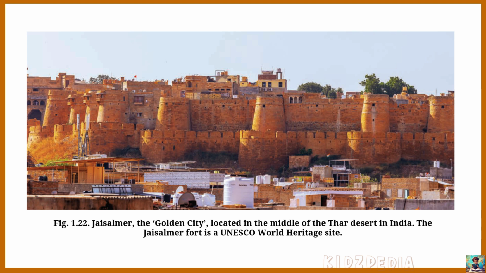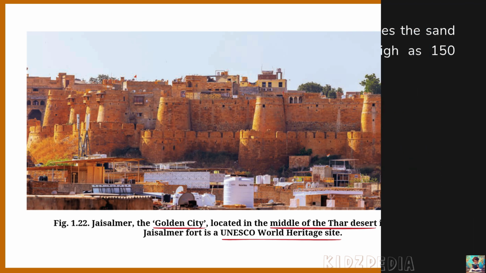This picture shows Jaisalmer, which is called the Golden City. It is called the Golden City because most of the buildings are made up of yellow sandstone, which looks golden, especially in sunlight. It is located in the middle of the Thar Desert. And you can also see the famous Jaisalmer fort, which is a UNESCO World Heritage Site. And this fort is very old and shows the rich history and architecture of the region.